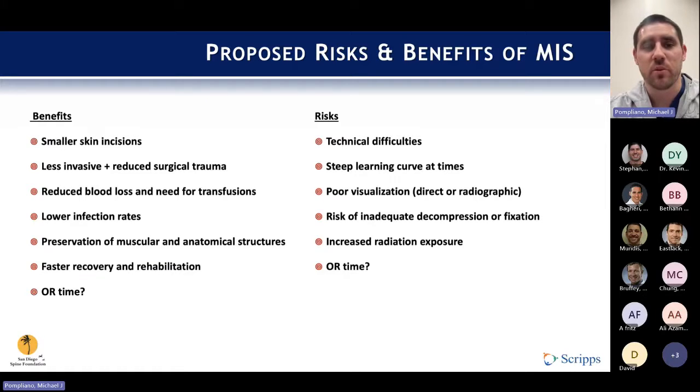OR time depends on who you ask. I think at the end of the day, it comes down to who's more comfortable. That being said, a lot of people view MIS as more technically difficult. You're not seeing the full breadth of the anatomy, so it's somewhat easy to get lost in terms of where you are, and that's why intraoperative fluoroscopy and other navigation techniques are very important. It can have a steep learning curve, which we'll examine, poor visualization, risk of inadequate decompression or fixation, usually secondary to poor visualization, as well as increased radiation exposure. So instead of visually seeing directly where you are, you're relying on a lot of fluoroscopy-based techniques, or sometimes CT-assisted navigation or robotic surgery, in order to accomplish your goals and locate yourself.